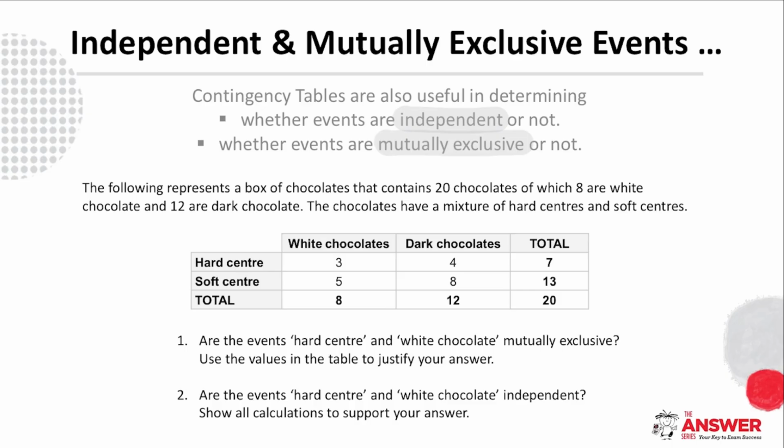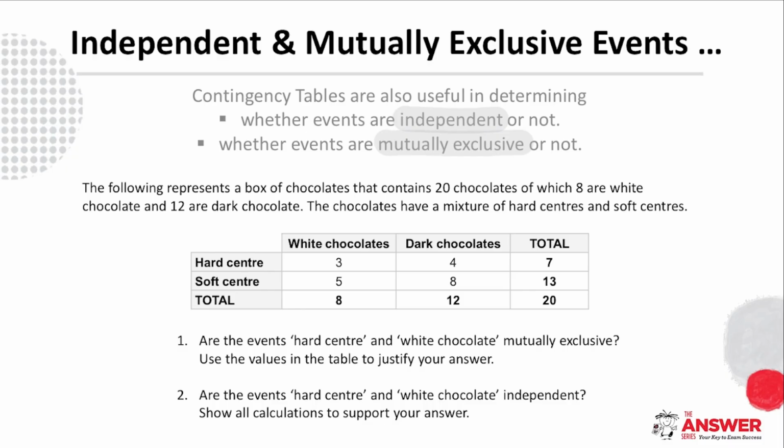Maybe pause the video for a moment here to think about what you would do. Then the second question is asking whether the events hard center and white chocolate are independent, and here we are asked to show our calculations to support our answer. Again, we suggest to pause the video so that you can give the second question a bit of thought as well.